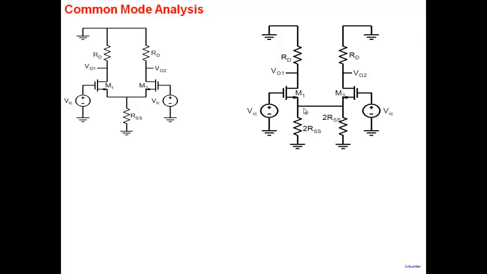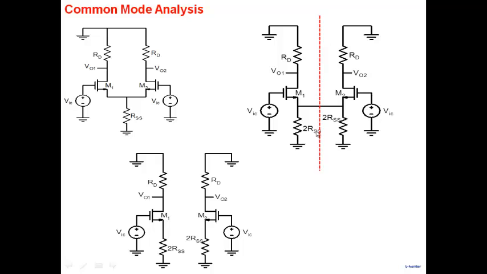We note that from symmetry, the current flowing through this wire will be 0. Therefore, we can cut the wire here. 0 current means open circuit here. We can cut it, and so we get two halves of the circuit. Both halves are the same, and now the gain we can easily write.